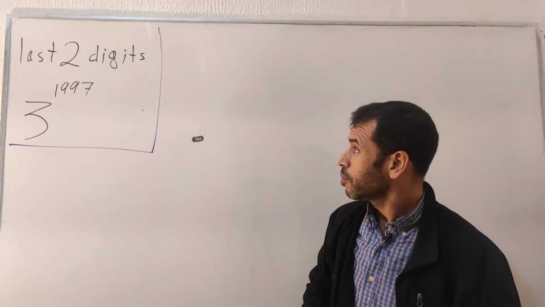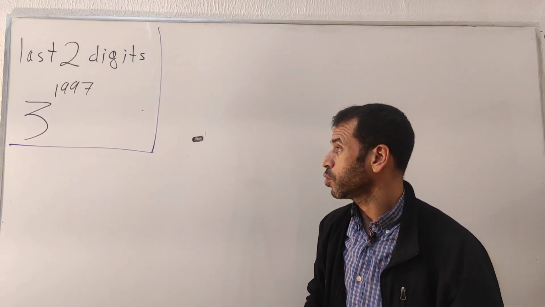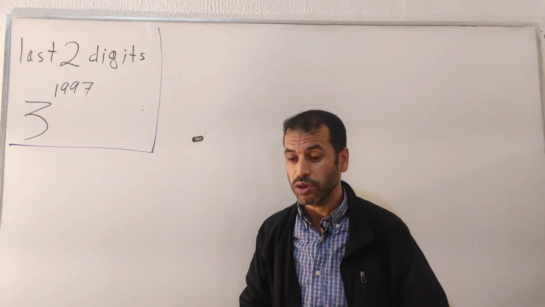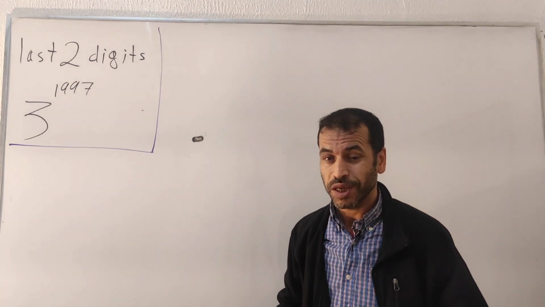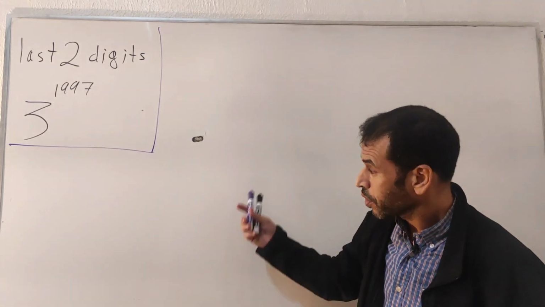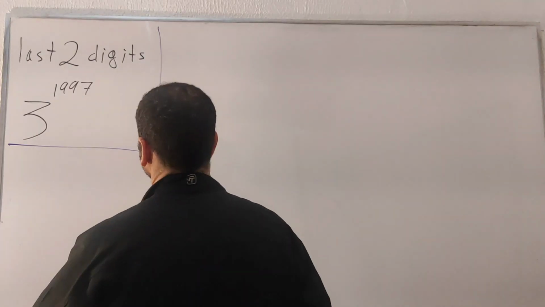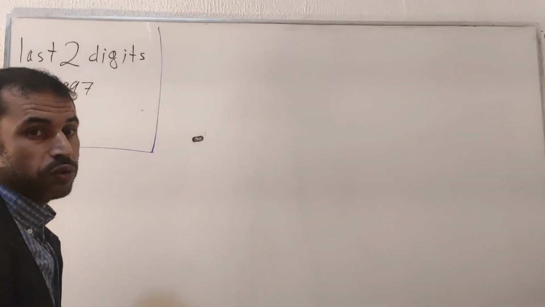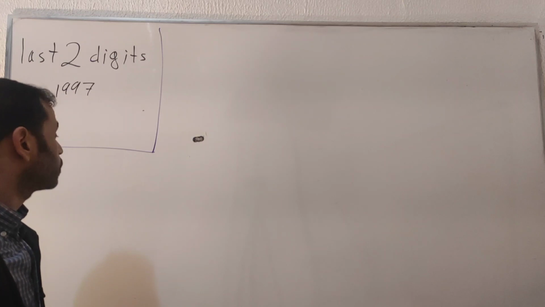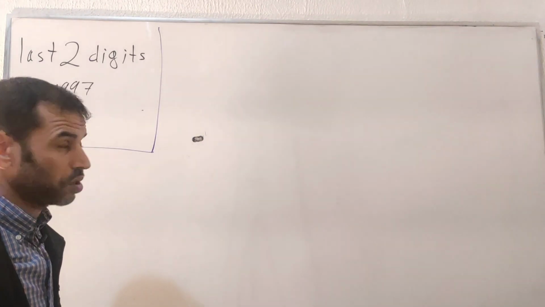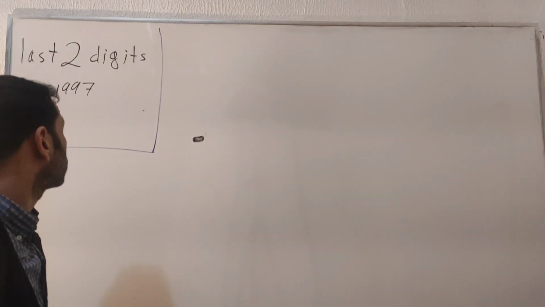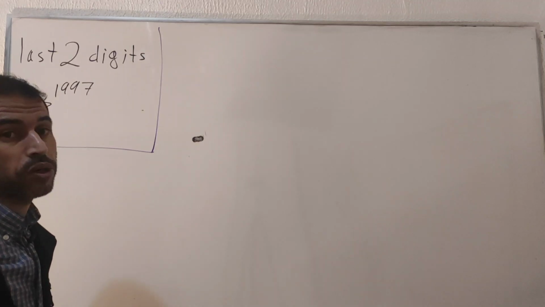The meaning of the last two digits is that when you divide this number by 100, we keep the remainder. That remainder is equivalent to the last two digits, okay? Let's go ahead and do this one. We can do this in two different ways: by using the Euler Theorem, or by using the Binomial Expansion.